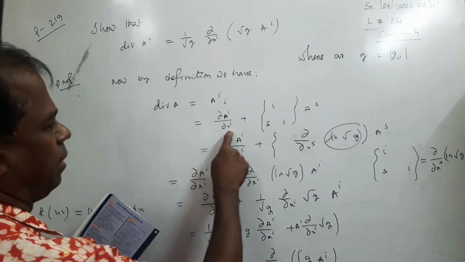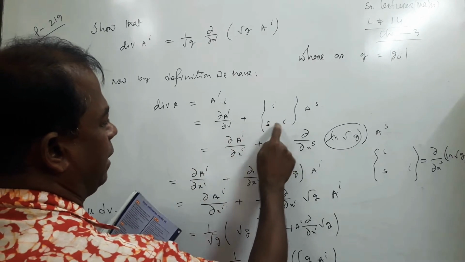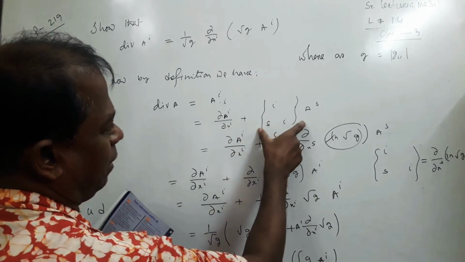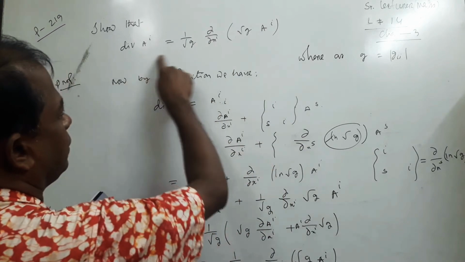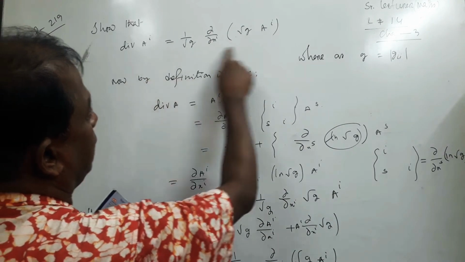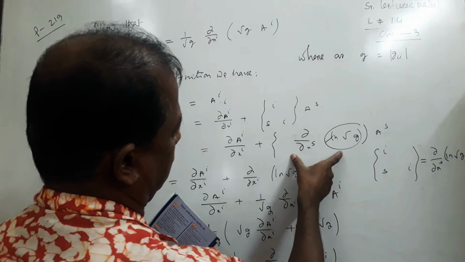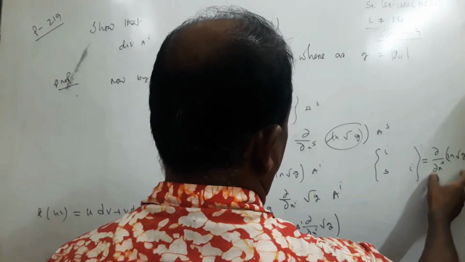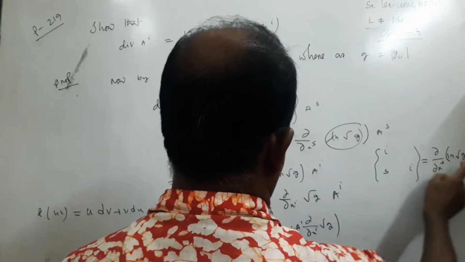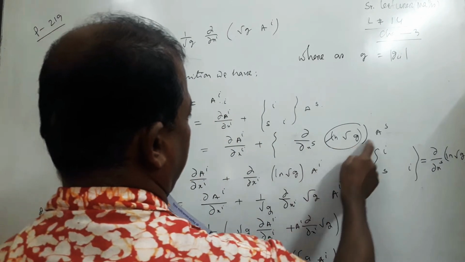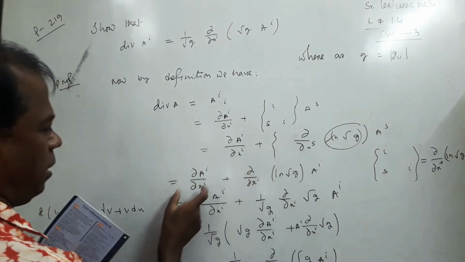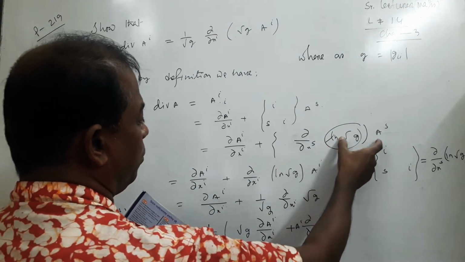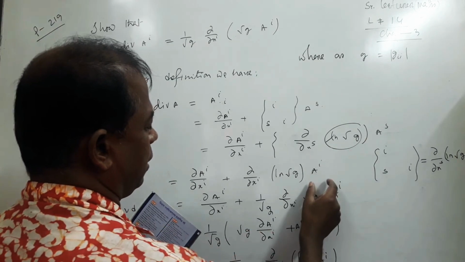Derivative with x^i, this is the plus Γ^i_{js} A^s. That's equal to that. Γ^i_{js} means this: the formula is del by del x^s of log root g, and del by del x^s of log root g times A^s. Firstly, and secondly, this is the constant A^i.